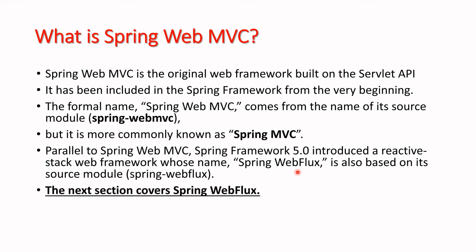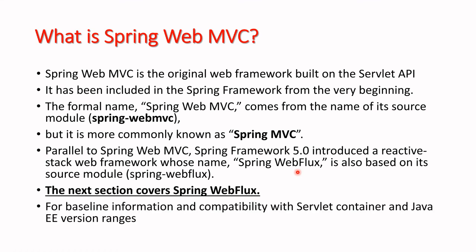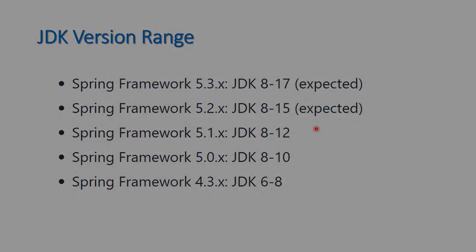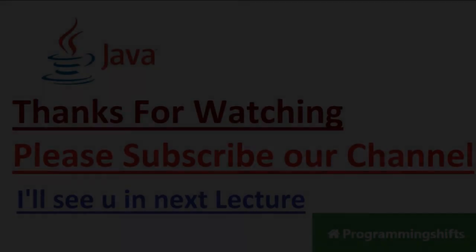So we are on part 2, and we will continue the part on Web MVC. If we already know the JDK version, there is a JDK version range. For Spring till now we have 4.3, 5.0, 5.1, 5.2, 5.3, and JDK 8 to 17 or 8 to 15 are expected. If you are going for Spring Framework 5.1, then Java JDK 8 is expected, so you should be aware of that.